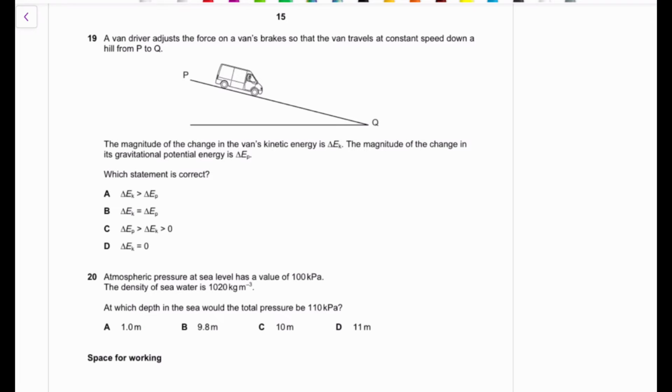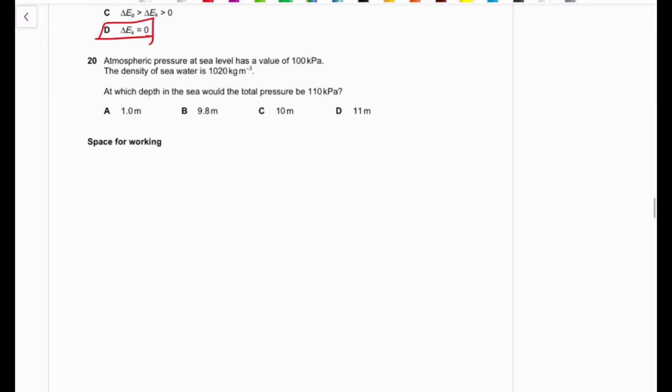The change in kinetic energy is 0 because you're traveling at a constant speed. Is your speed changing? No. Is your mass changing? No. So your change in kinetic energy will be equal to 0. Guys, always remember this. This is a very important one. The change in kinetic energy will always be 0 if your speed is not changing. Whenever you see the words constant speed, it means that the change in kinetic energy is going to be 0. Very important.